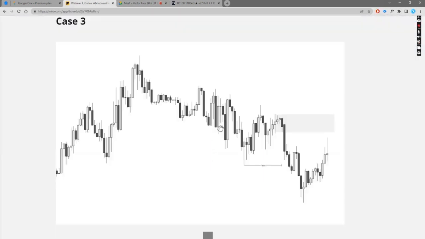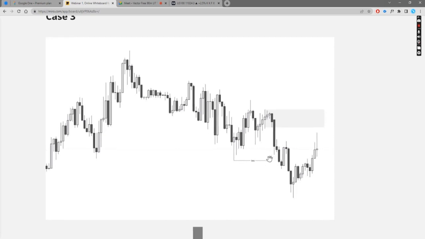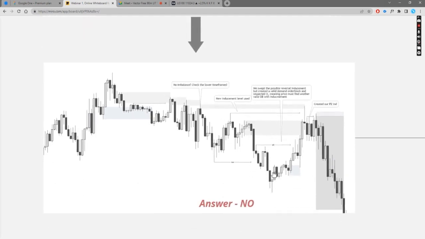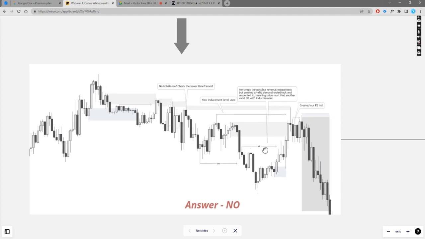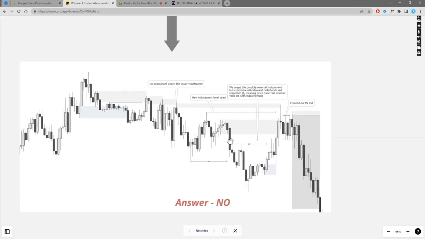Yes, no, it's in the middle. Well, it's a bit of a tricky one, but it was no. It was closer. So why did this happen? Well, instead of using this as our POI, we actually used it as part of that inducement chain, okay? So that new inducement level was used rather than this one here. So why did that happen? Well, we swept that possible reversal inducement, so this stuff here, that mitigated, should belong to this, but we swept it, and then we respected a demand, meaning that this demand creating inducement for actual buyers from here.